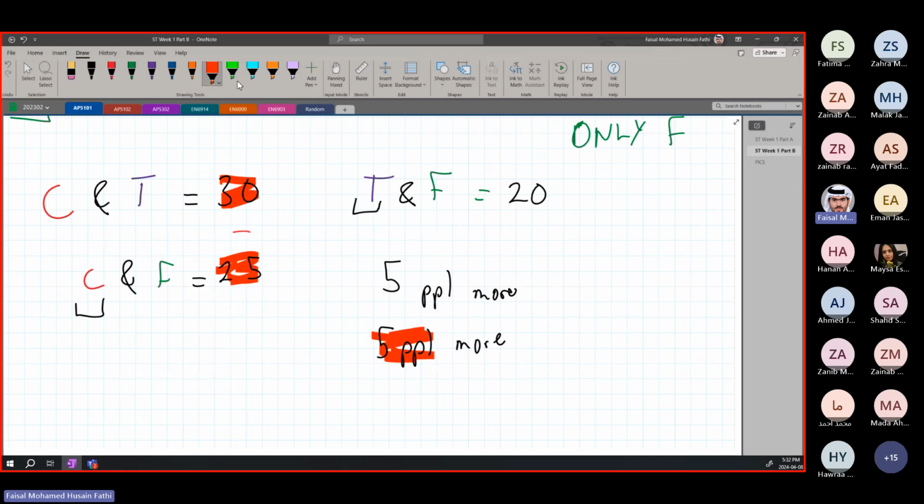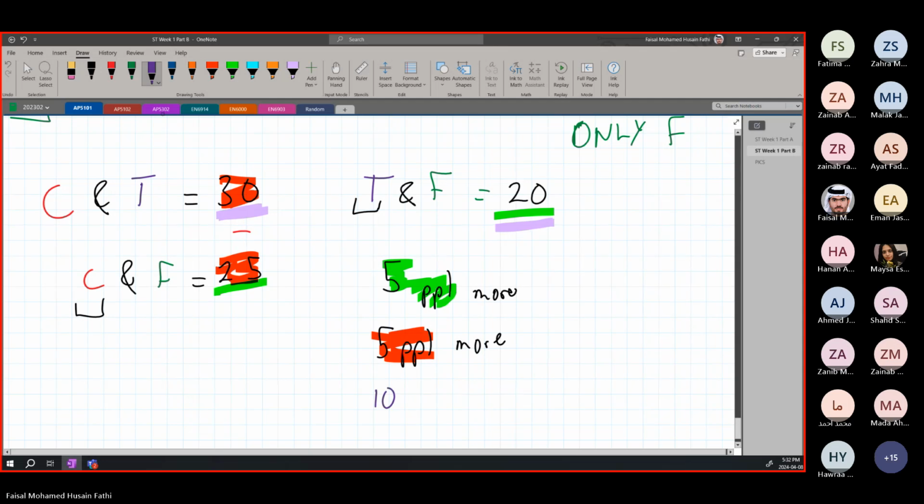And then we did the exact same thing here. We looked at football and football, and we noticed that it's 5 people more again. We're going to do the same thing for tennis. For tennis, there's 10 people that like cricket and tennis more than football and tennis. And then 10 people more.